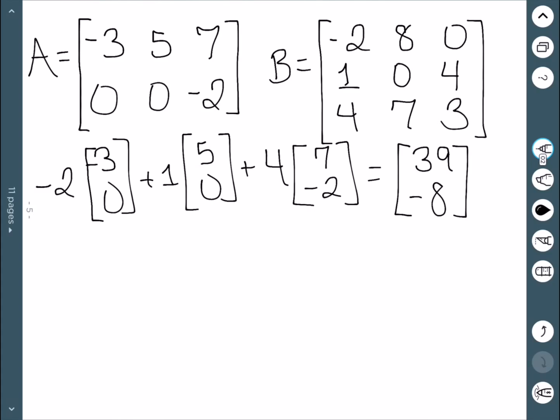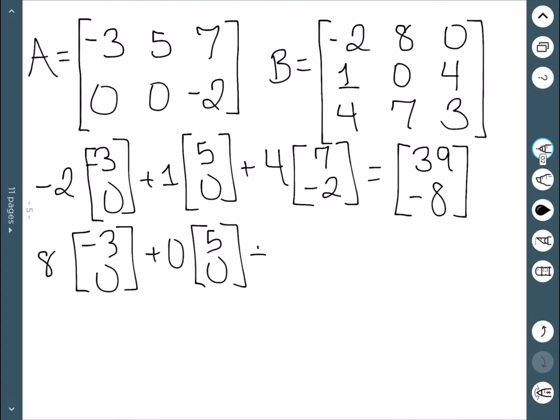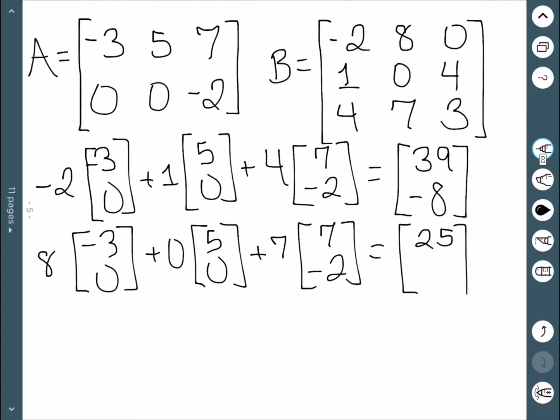I now need to do this for the second column. The second column is 8 times column 1 plus 0 times column 2 plus 7 times column 3. Working this out, the first entry would be -24 plus 0 plus 49, which is 25. And then the last entry, 0 plus 0 minus 14.